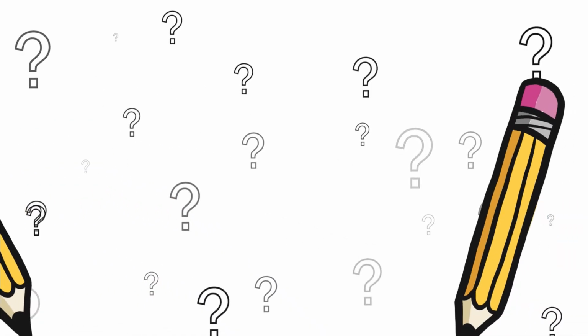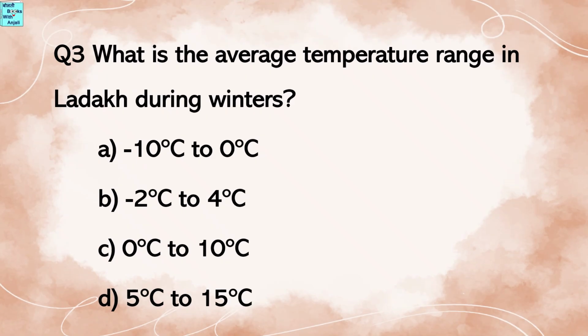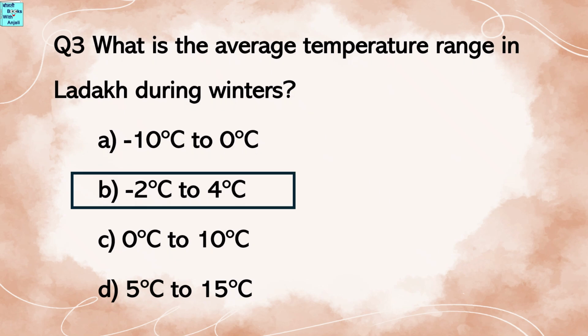Let's check what we have understood. What is the average temperature range in Ladakh during winters? A. -10 to 0 degrees, B. -2 to 4 degrees, C. 0 to 10 degrees, D. 5 to 15 degrees. Answer is -2 to 4 degrees.